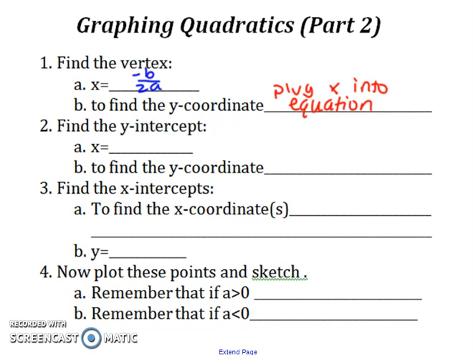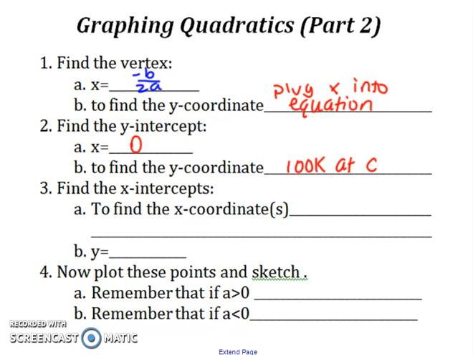To find the y-intercept, x is going to be equal to 0. If it's the y-intercept, it's where the graph is crossing the y-axis. So at that point, x is always going to be 0. To find the y-coordinate, we're going to look at c. The c term is your constant when it's in standard form.